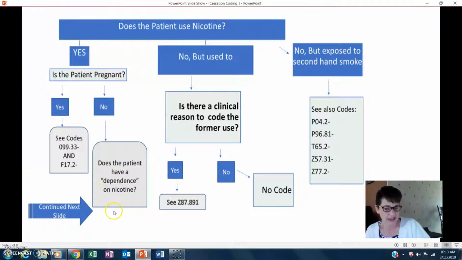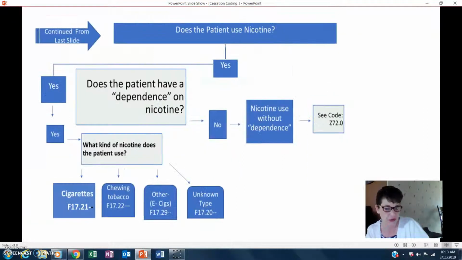Do you have a dependence on nicotine would be the next question that you would ask of the patient or look for in the document as you're trying to assign the final diagnosis code.